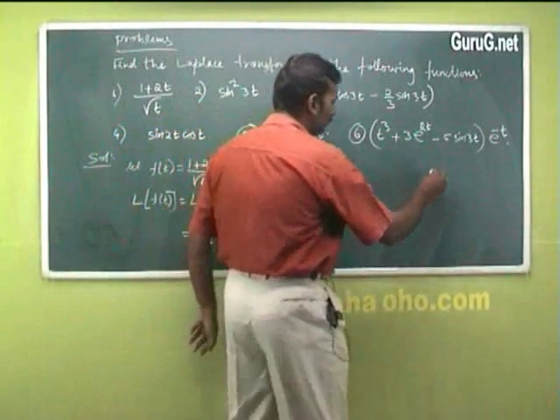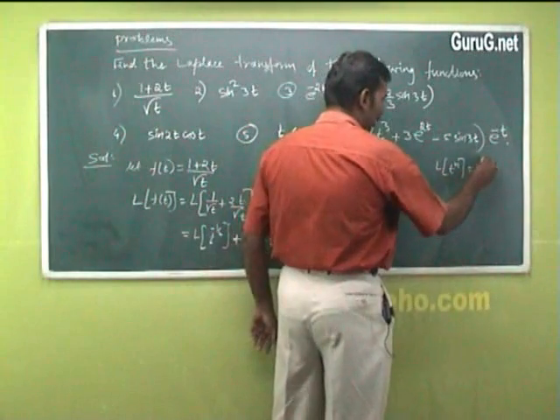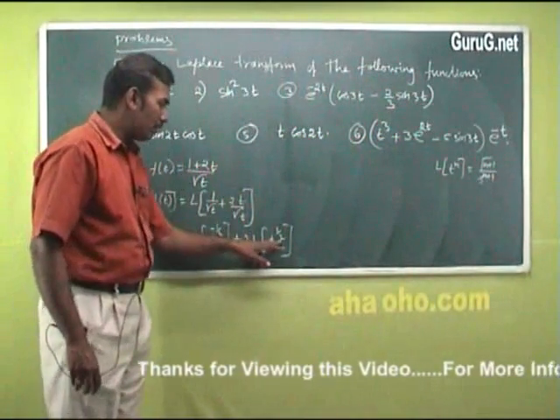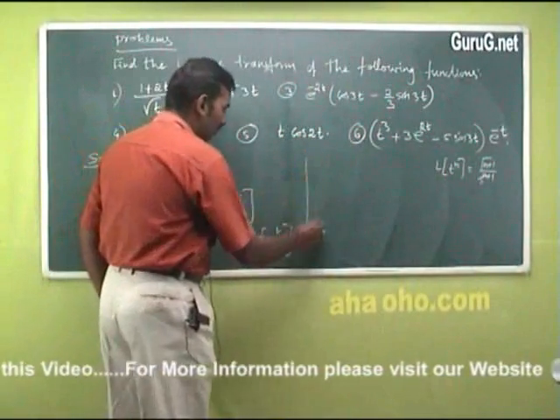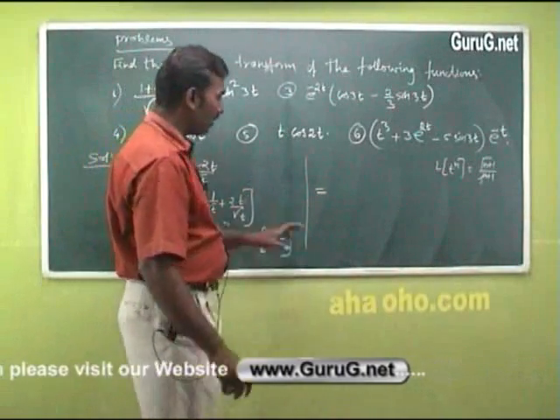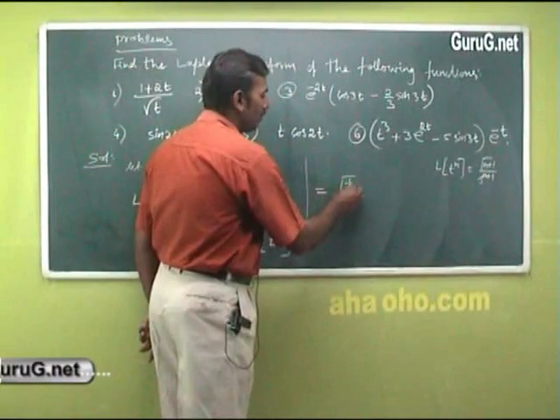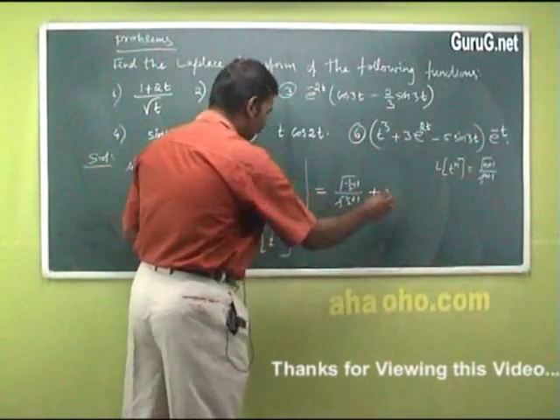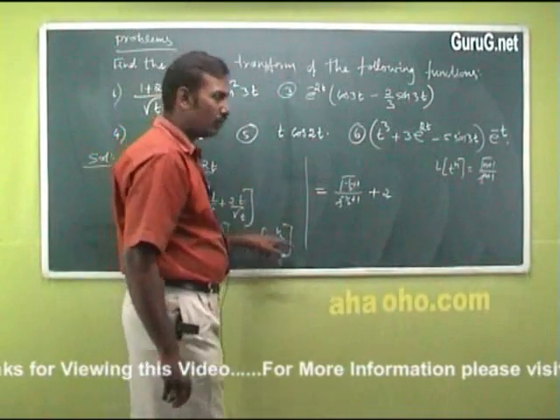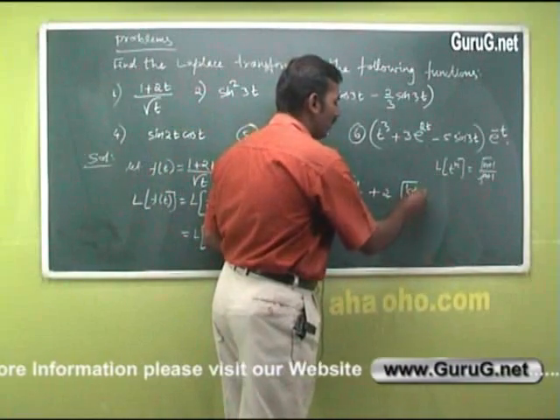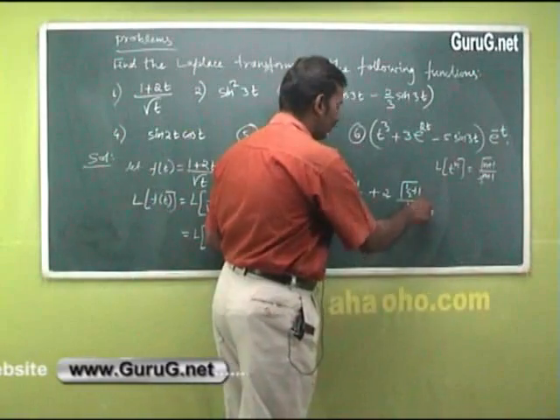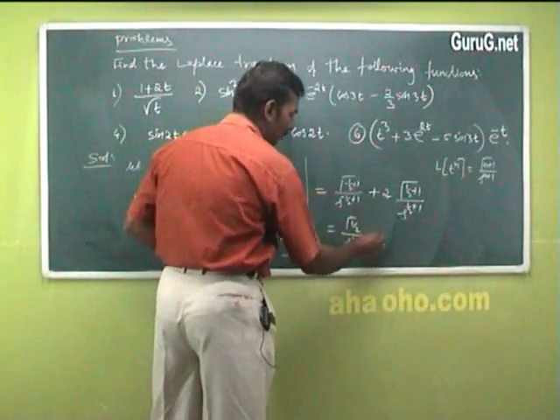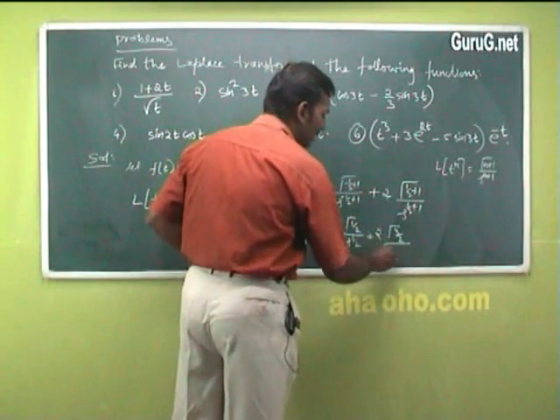What is the formula for t power n? L of t power n equals gamma n plus 1 by s power n plus 1, if n is not an integer. Here we have minus 1 by 2 and 1 by 2, so you have to apply this formula. For t power minus 1 by 2, in place of n we take minus 1 by 2. So gamma of minus 1 by 2 plus 1 by s power minus 1 by 2 plus 1, plus 2 into, for t to the power 1 by 2, gamma of 1 by 2 plus 1 by s power 1 by 2 plus 1. Minus 1 by 2 plus 1 is 1 by 2, so gamma of 1 by 2 by s power 1 by 2 plus 2 into gamma 3 by 2 by s power 3 by 2.